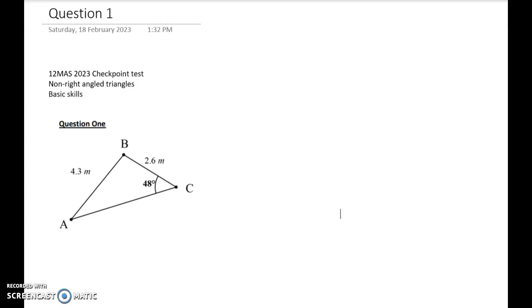So a couple of things that really help are to remember that often if we have 2 angles, we can get the third angle because the angles in a triangle add to 180 degrees. And that's often the starting point if you just can't see what to do.